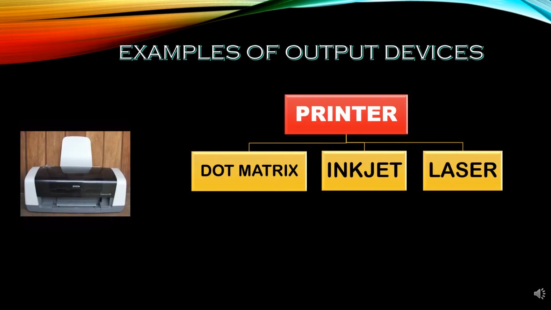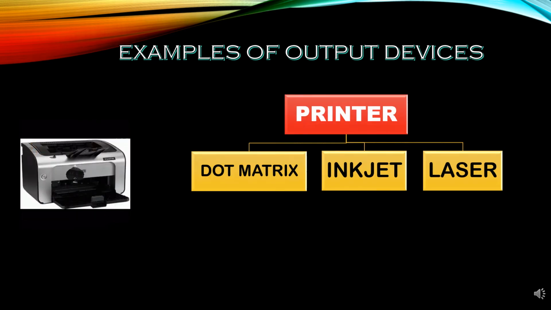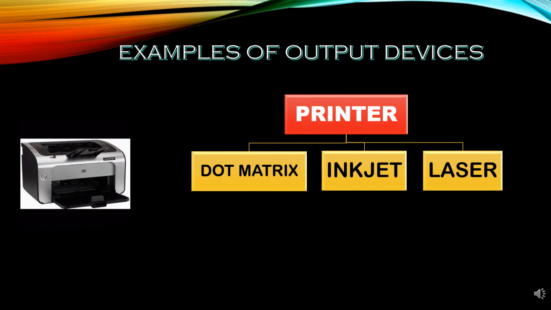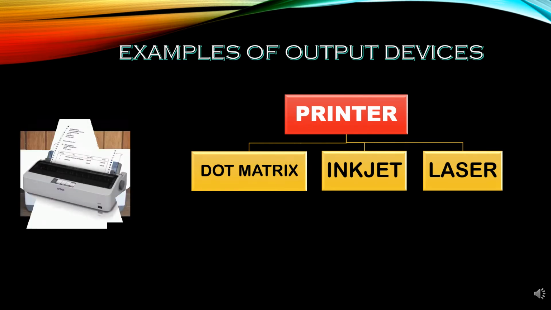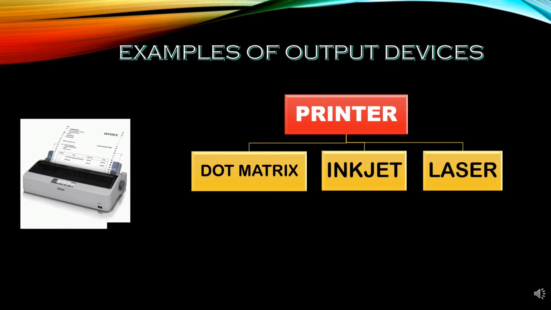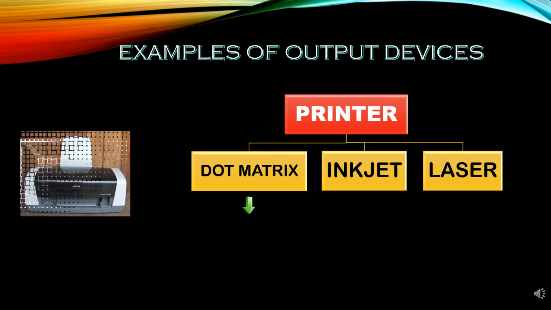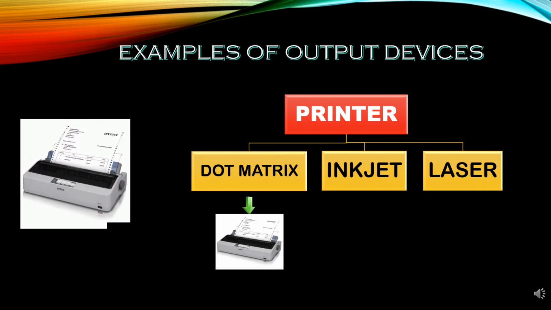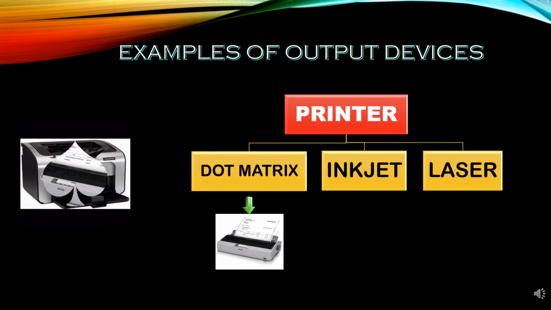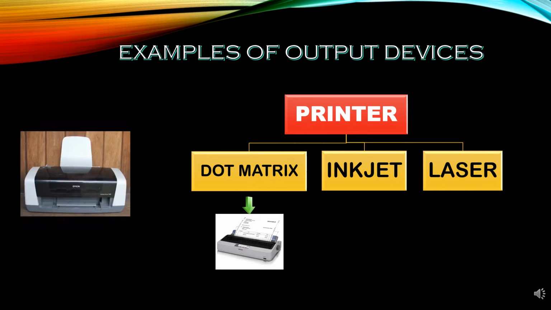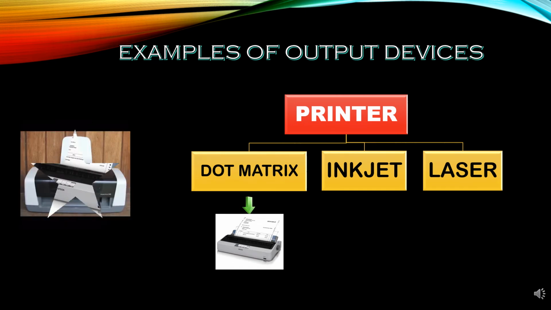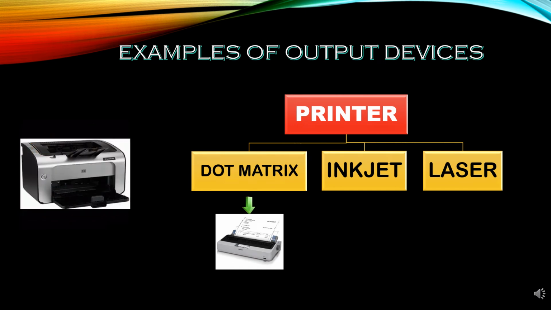Printer. You already know that a printer prints the output on a paper and the printed copy is called the hard copy. We have three types of printers. They are the dot matrix printer, inkjet printer, and the laser printer. Dot matrix printer. It works like a typewriter and creates the impression by striking on the paper. Because of this, it's very noisy and does not produce high quality output. And it also gives only black and white printouts.